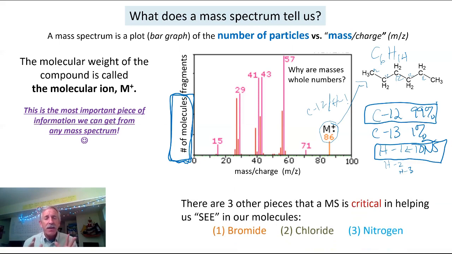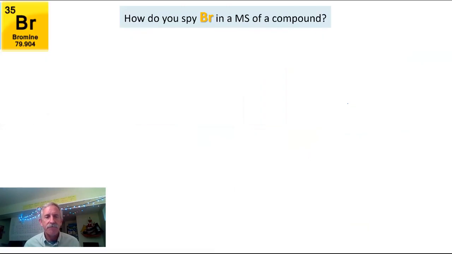Now, the world is not made up of just carbon-12 and H1. So other isotopes in nature and other atoms are a little unique. Bromide, chloride, and nitrogen have some unique properties about them, and they will allow us to see them easier in a mass spec compared to an IR or a carbon NMR. Okay, so let's take a look at these three.